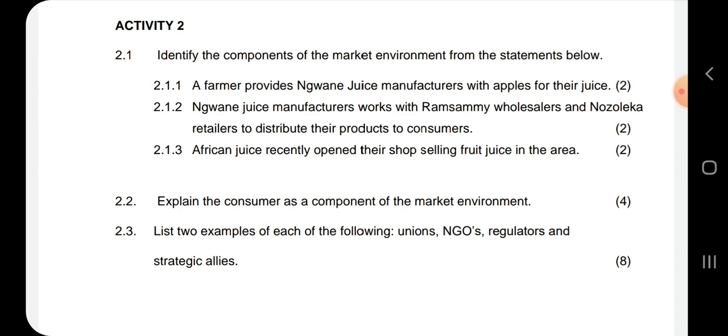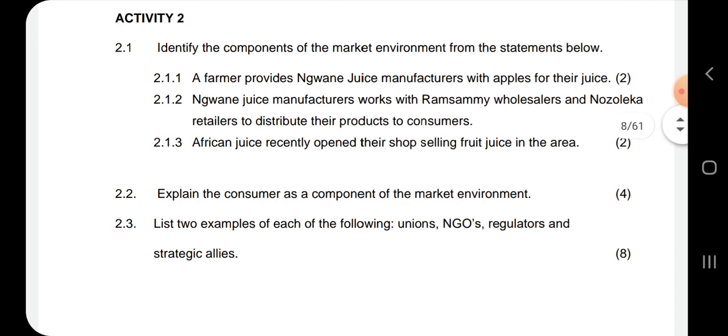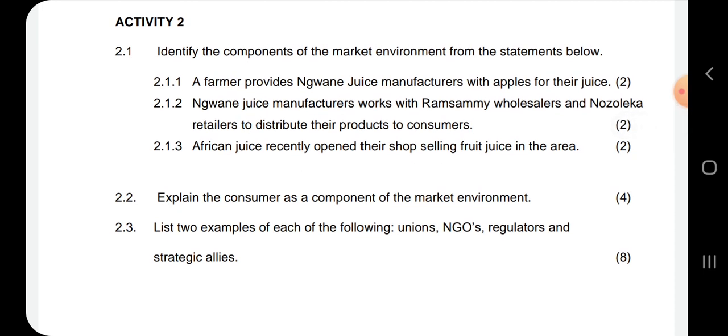It's a competitor, a newly opened store. And then you have to explain the consumer as a component of the market environment. That's where you say the consumer buys from the business, they form the market of the business. So consumers are classified, and for consumer behavior, that's where you talk about factors that control consumer behavior. It's 4 marks, so just make sure you give 4 points in that question. If you have 4 marks, answer 4 marks.